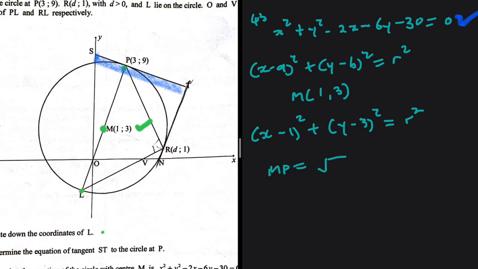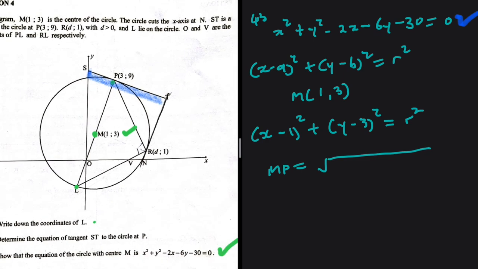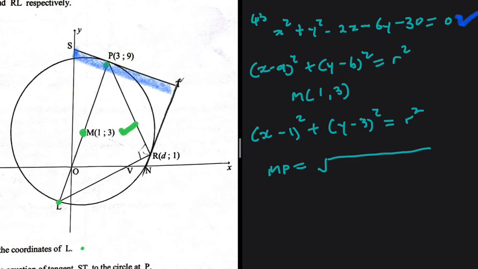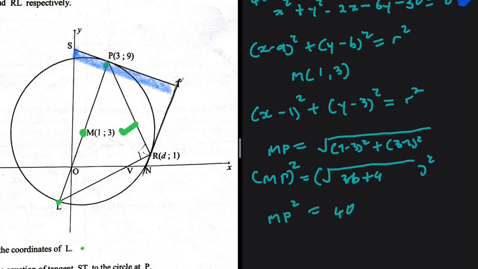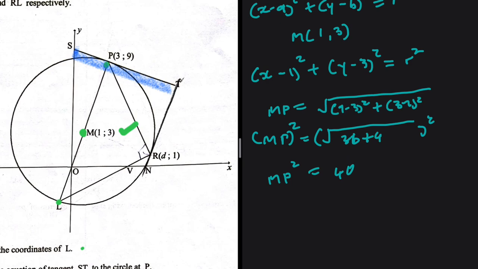And then this is the square root of y2 minus y1 squared plus x2 minus x1 squared. So we're going to have 9 minus 3 squared plus 3 minus 1 squared. So MP is equal to the square root of 9 minus 3, that's 6, so we have 36 plus 4. Let's square both sides because we are looking for the radius squared either way. So MP squared is equal to 40. So we know that the radius squared is 40, right?